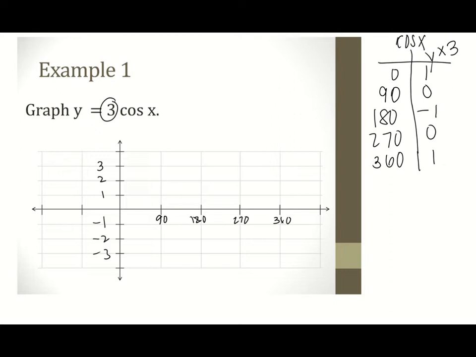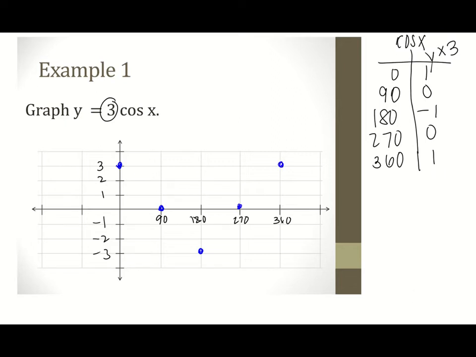So now going back to graphing, if I'm taking these y values and multiplying by 3, at 0, I'm taking 1 times 3, which is going to be a 3. 0 times 3 is obviously going to stay at 0. Negative 1 times 3 is going to go down to negative 3. 0 times 3 is 0. And then 1 times 3 is going to bring us back up to 3, because 1 times 3 gives us 3.